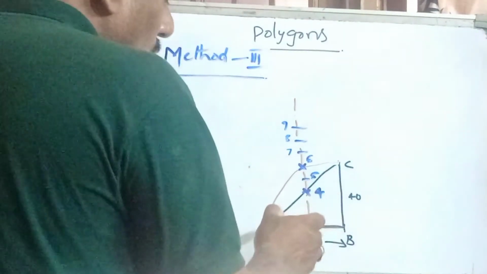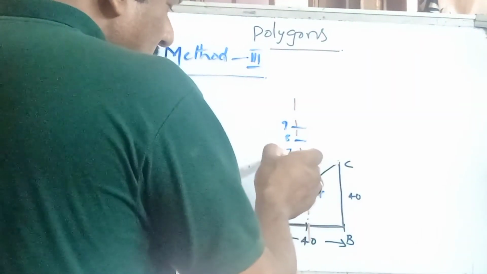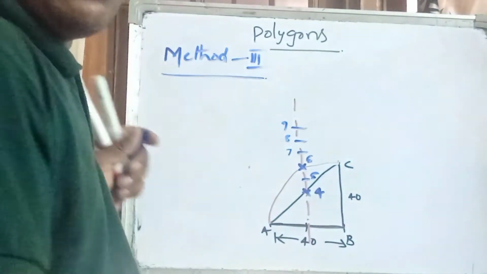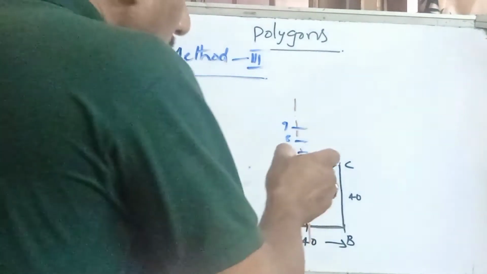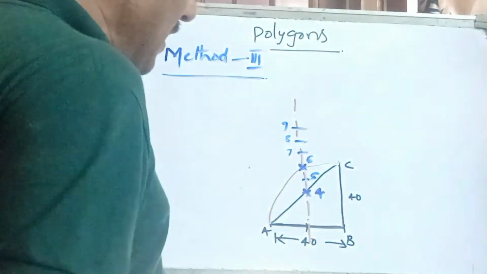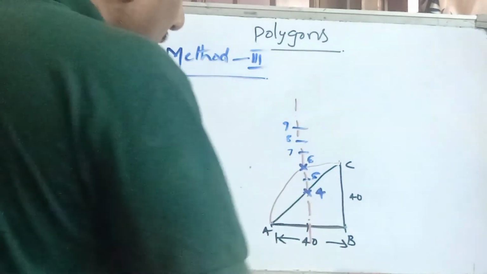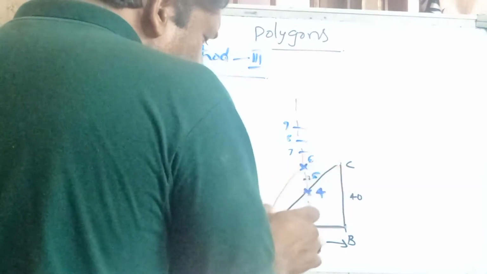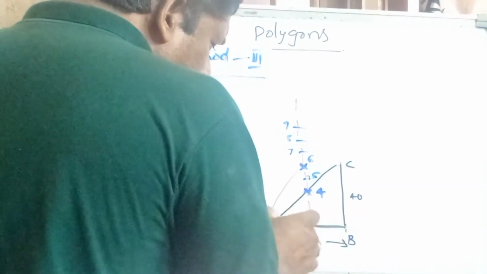Square means we already know two sides are there. If you extend this side and this side, you will get the square. Next you go for the pentagon. Suppose 5 is the center, up to A or B is the radius. Okay, got it? So up to 5 is the center, up to A or B is the radius.